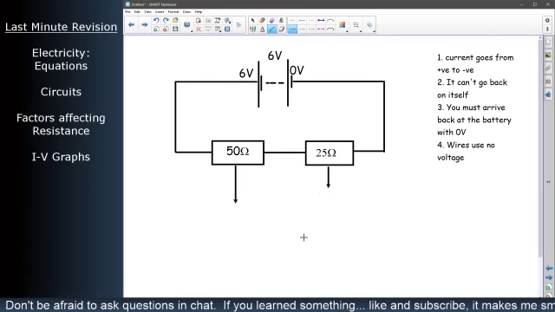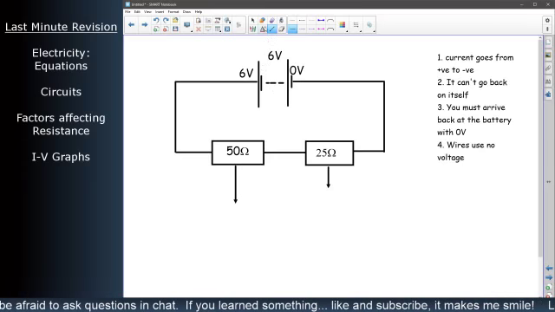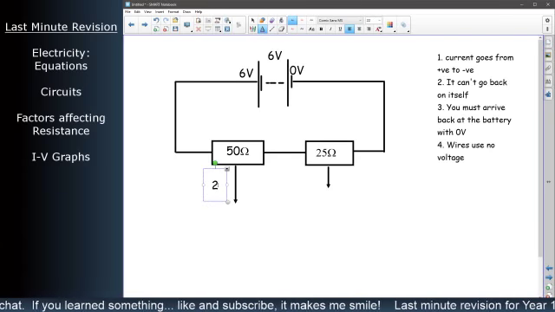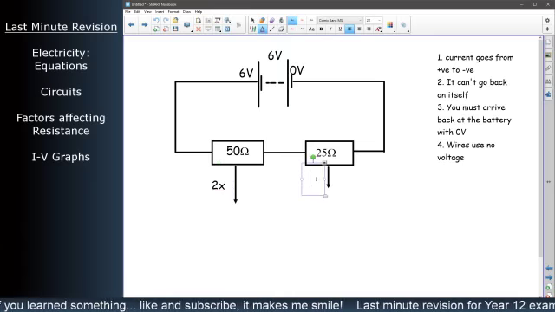All right, yes, Scorpion, I will do it a little bit later, but at the minute we're just looking at the split of voltage. So if my question was, what's the voltage being used by each of these, I would have to say that this one's going to use twice the voltage, so that's going to be 2 times, and this one's going to be 1 times the voltage.